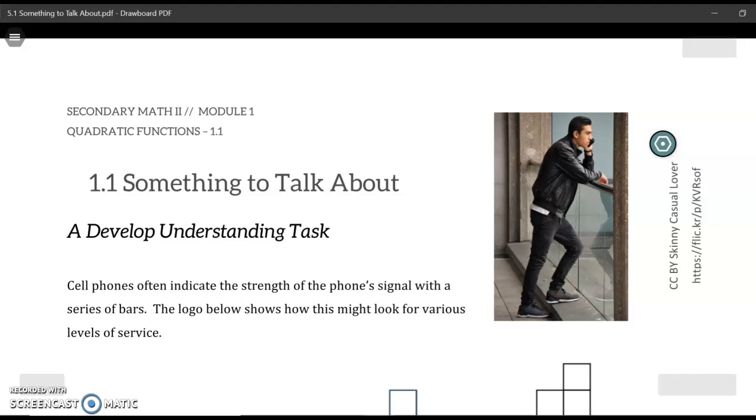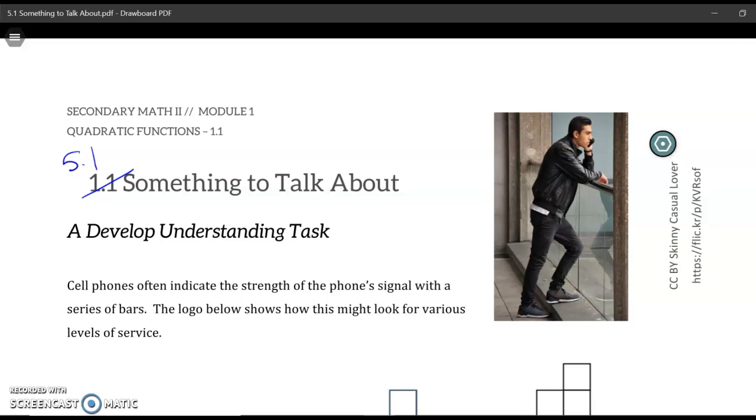Okay guys, this is the very beginning of a new unit. This is actually 5.1, not 1.1. And this unit is about factoring quadratics. So you might not know what either of those words mean right now, and that's okay, because by the end of the unit you will.